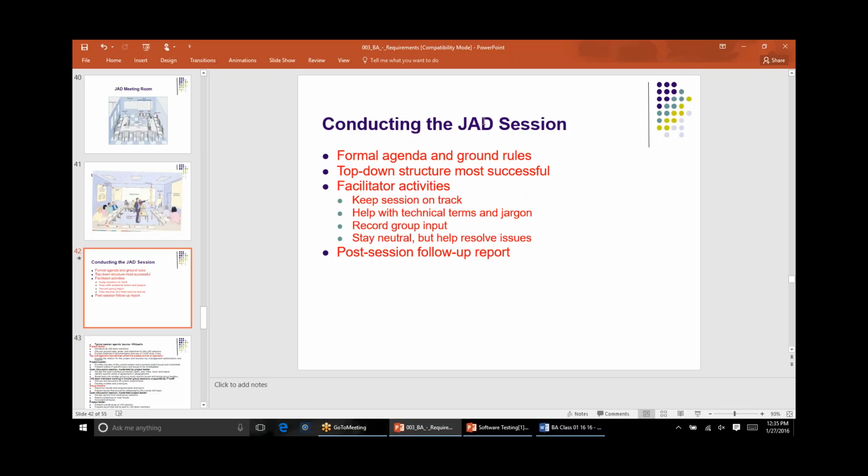This is conducting a JAD session. You have a formal agenda and ground rules. Ground rules basically mean you start on time, end on time. You have breaks. You have tea breaks, lunch break.